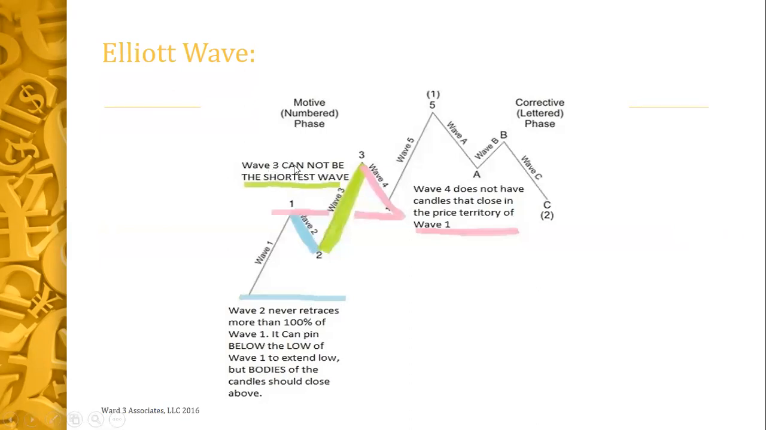Guideline 2, wave 3 cannot be the shortest wave. So again, from this swing low to this swing high, this wave is typically where most of the profit is made. All right. Not only that, that move is typically the longest and the strongest move. This wave would be shorter than this wave. This wave would be shorter than this wave. This wave can be longer than this wave, but as long as it's shorter than this wave, you know you're in wave 3 basically. That's what that guideline is saying.